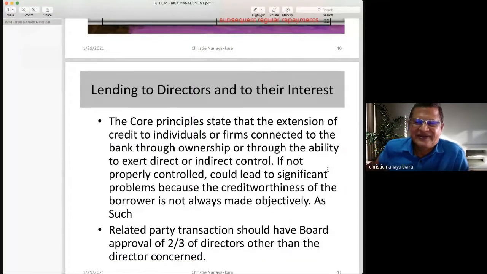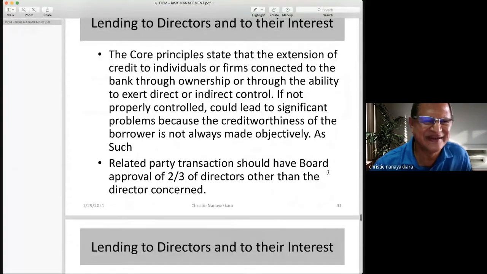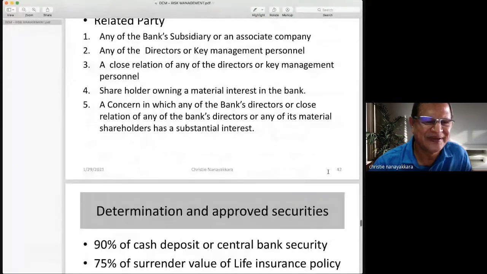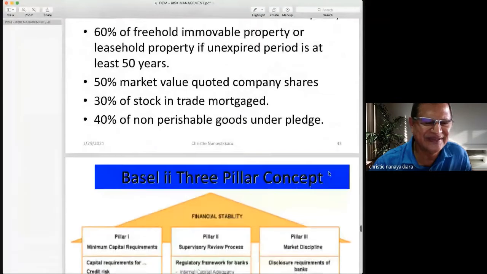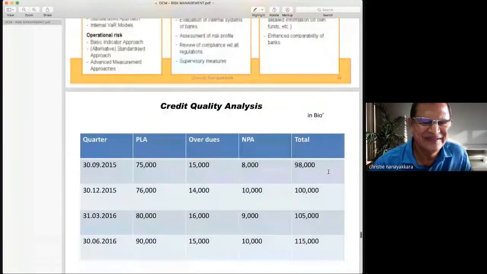Now we call it impairment under the IFRS, International Financial Reporting Standards, and that is mainly based on your cash flow expected from a customer. So that I'll skip because that doesn't come into effect. We have looked at the related parties. We looked at the Basel.